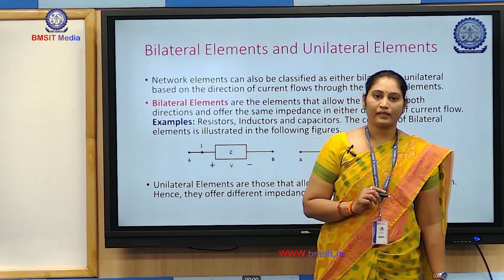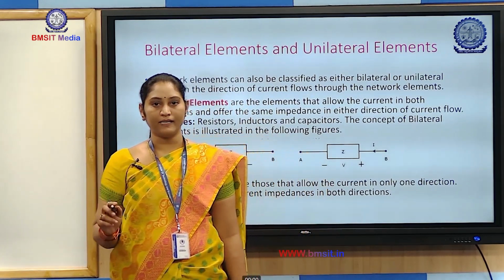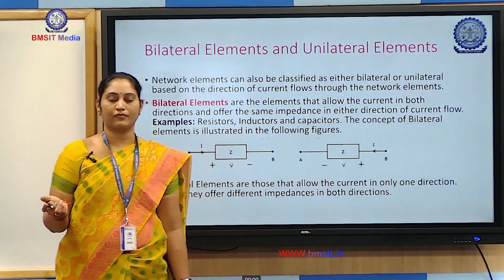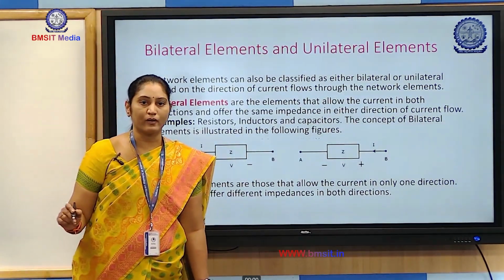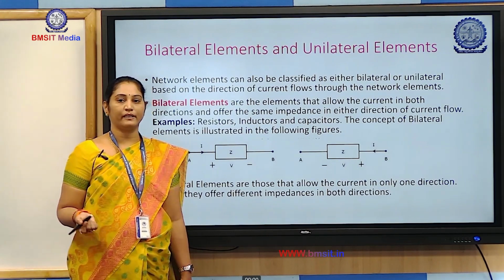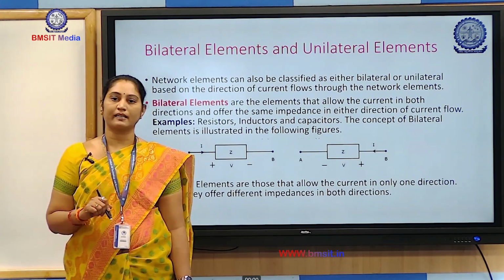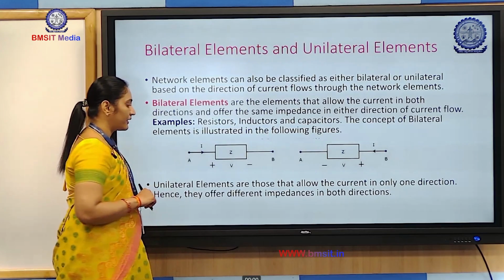When the current is flowing from A to B, it will offer the same impedance Z. Similarly, when the current flows from B to A, the impedance will remain Z only. If that is the case in the network, then we call that network a bilateral network. Similarly, the unilateral network.